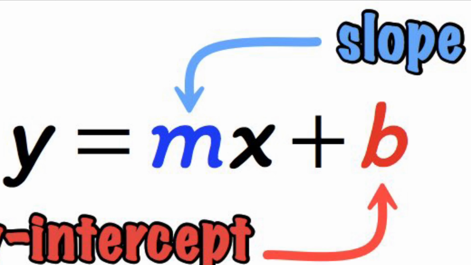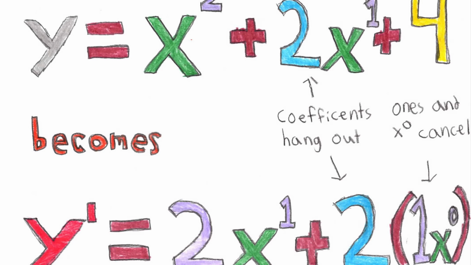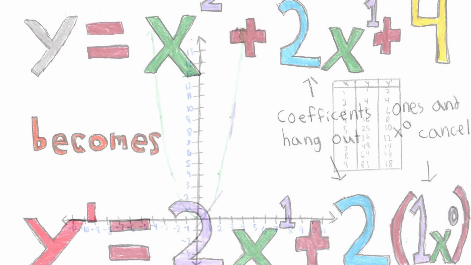So you can take a function like y equals x squared plus 2x plus 4. Go term by term. Y becomes y prime, x squared becomes 2x, 2x just becomes 2, and the 4 disappears because it is a constant. So you get y prime equals 2x plus 2. Wait a minute, that's a function, not a slope.